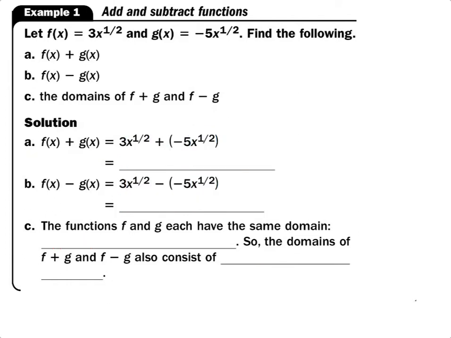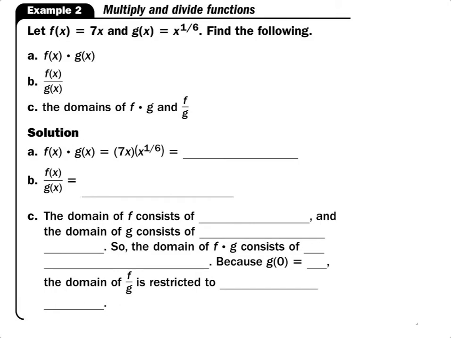You look down at example 2, and here we're multiplying a couple functions together and then going to divide them. So for part A, to make it look exciting, it says, oh, look, it's f of x times g of x, but it's just times. And I'd like to remind you that that means we're doing 7x to the 1 times x to the 1/6. That's 7, and then the exponents add, because that's what happens when we multiply variables together. The exponents add.